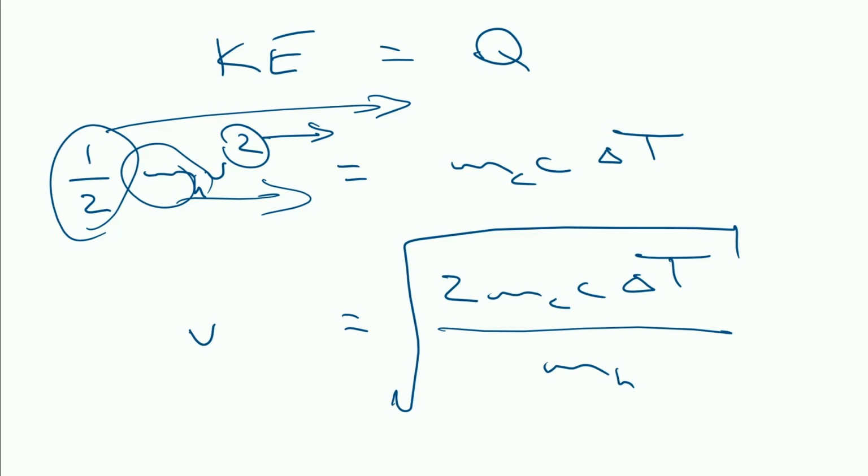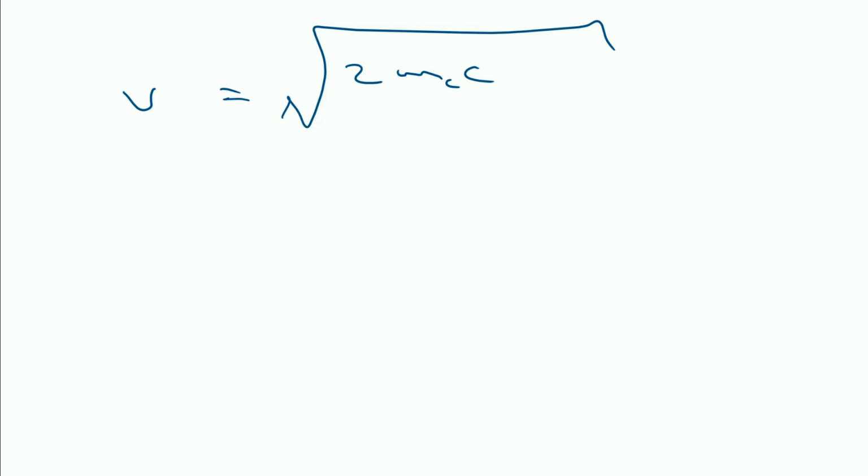Well, for a frozen chicken, let's say we need to get up to 200 degrees Celsius. I can't remember if I said that before. So delta T is 200 degrees. Now, let's just write that equation again without all the mess around it. So we've got v is equal to the square root of 2 times the mass of the chicken times the specific heat of the chicken times the change of temperature, divided by the mass of the hand.